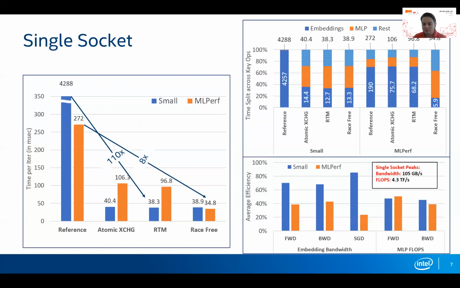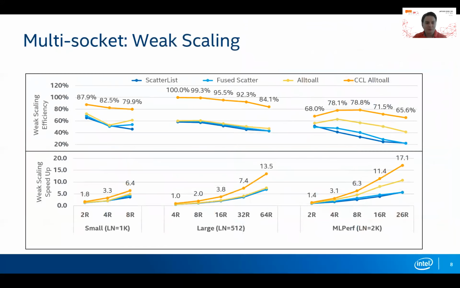On the bottom part, in terms of weak scaling, what you can see is for the small and the large problem we look at, we're getting something like 80 to 90% scaling efficiency. And for the real-life problem, here the MLPerf, we are still hitting something around 70 to 80% weak scaling efficiency, which is pretty good when we scale out to the full system here.